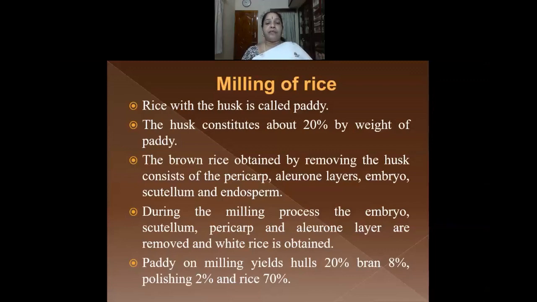This consists of the pericarp, aleurone layer, embryo, scutellum and endosperm. So we have only removed the outer portion, which is the husk, and the other portions are all intact in the rice. During the milling process, the embryo, scutellum, pericarp and the aleurone layer are removed. So all these layers are removed during the milling process.